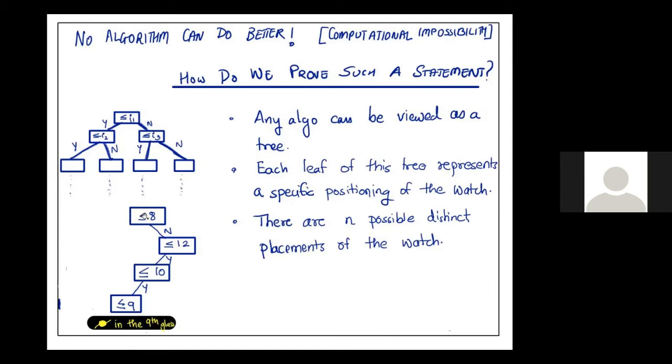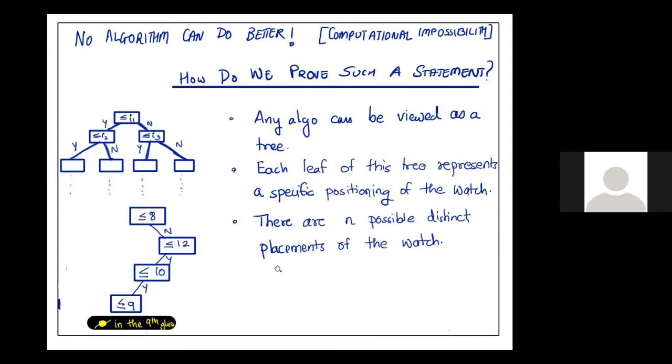First, we asked whether it's less than 8. Then we asked whether it's less than 12. Then we asked whether it's less than 10. And then we asked whether it's less than 9. So this is this tree. And any algorithm, whoever may have designed it, however genius that person may be, can be depicted as such a tree.